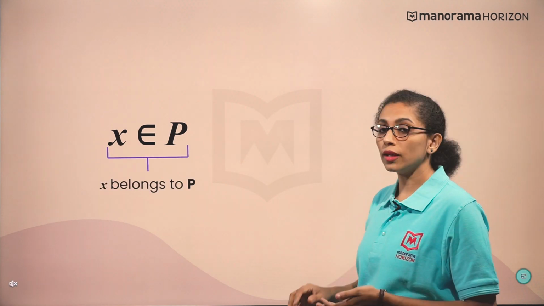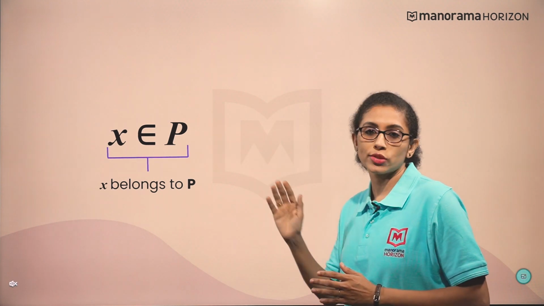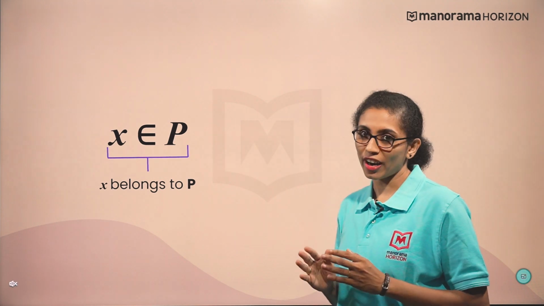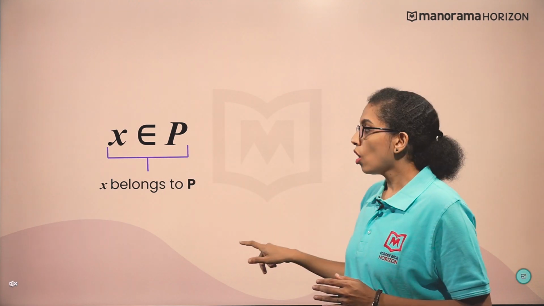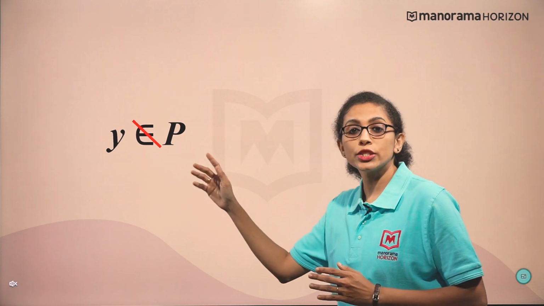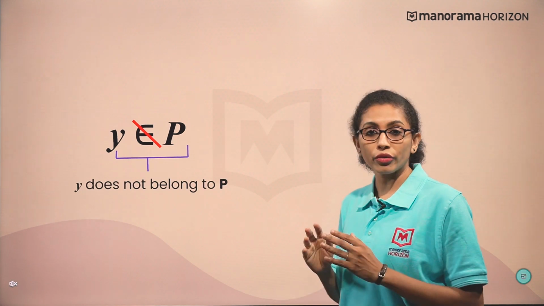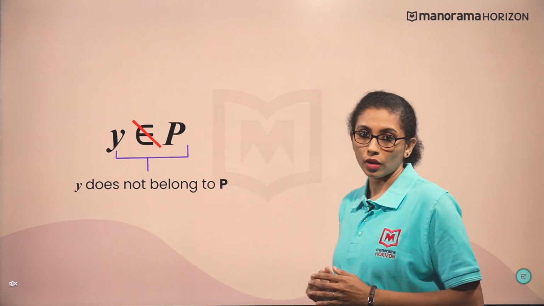If x is an element of a set P, we say x belongs to P. We use the Greek letter epsilon to denote belongs to. Mathematically, we write it as x ∈ P. On the other hand, if y is not an element of a set P, we say y does not belong to P. Mathematically, we write it as y ∉ P.